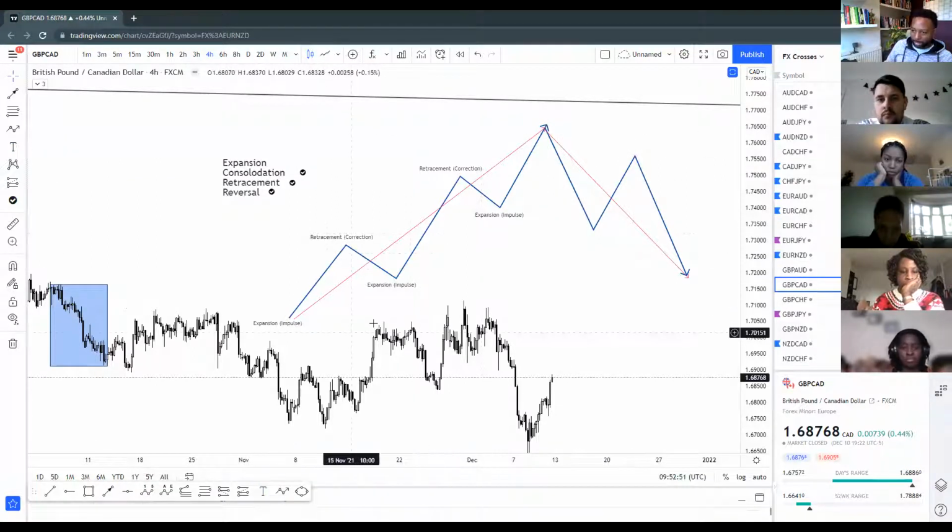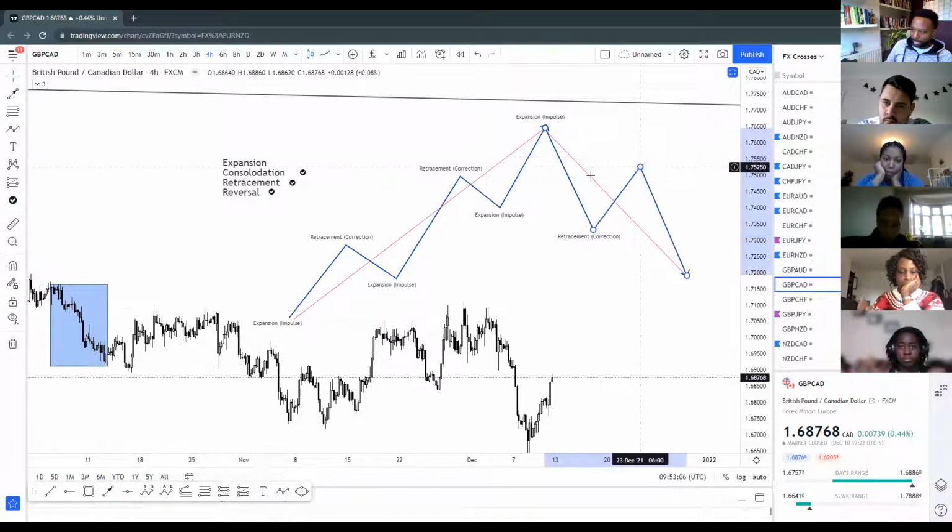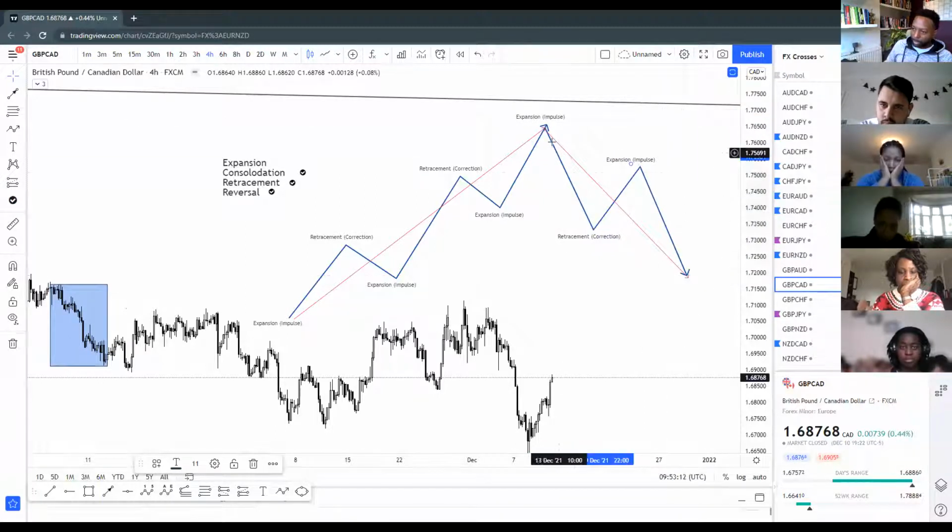It's made up of, believe it or not, an impulse. The retracement happens here. And then you get another impulse. And all of this makes a pink correction versus a pink impulse. Can you see that?